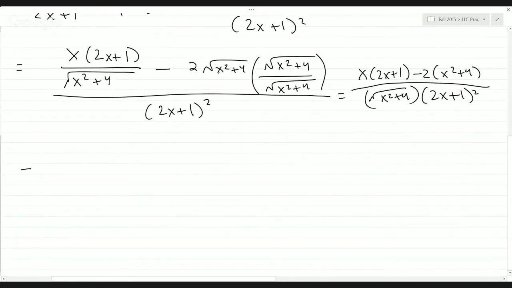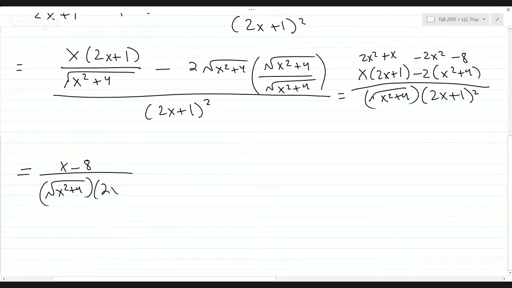For this, we can just simplify the numerator now, which is 2x squared plus x minus 2x squared minus 8. So we have x minus 8 all over square root of x squared plus 4 times 2x plus 1 squared.